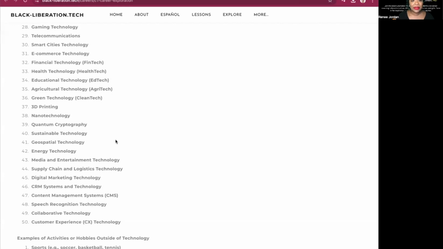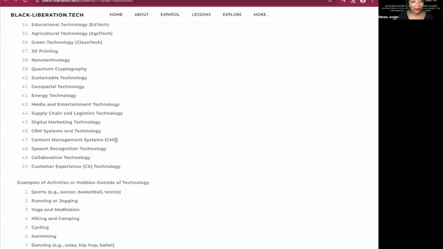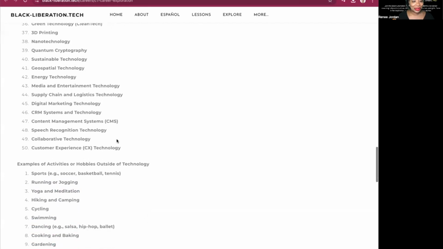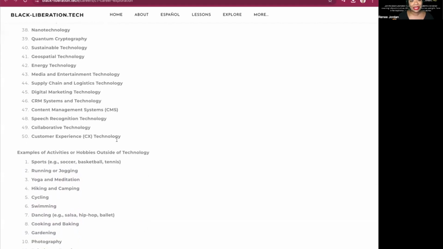Agricultural technology, very important. Green technology, 3D printing, nanotechnology, quantum cryptography, sustainable technology, geospatial technology, energy technology, media and entertainment technology, supply chain and logistic technology, digital marketing technology, CRM systems and technology.